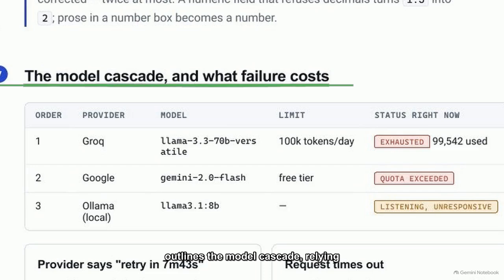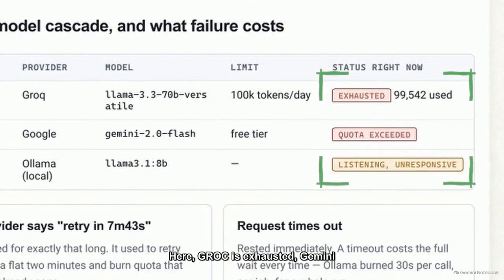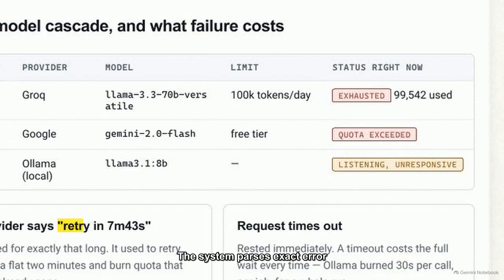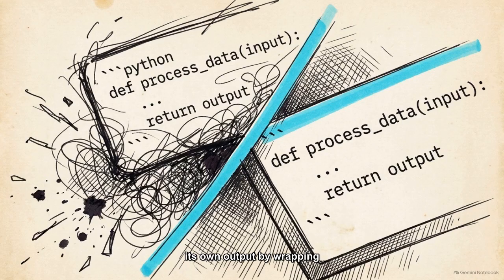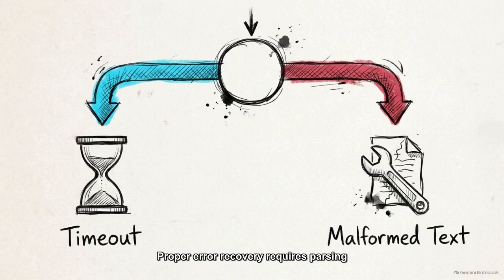This chart outlines the model cascade. Relying on one AI provider guarantees failure. Here, Grok is exhausted, Gemini is over quota, and Allama is unresponsive. The system parses exact error codes for precise recovery, resting the exact required duration instead of burning non-existent quota. If the Grok model rejects its own output by wrapping the JSON in markdown fences, a strict validator catches the error and strips the syntax. Proper error recovery requires parsing the specific failure state. A timeout demands a completely different protocol.